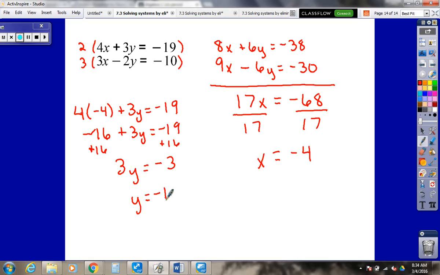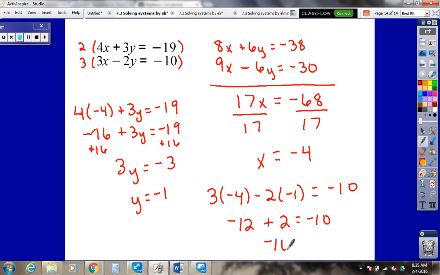Okay, now how can we check this? Damien? Plug them into the other equation. Excellent, you had this question before, now you got it. Good. So 3 times -4 minus 2 times -1 equals -10. We get -12. -2 times -1 is +2. And that is true. So we know that we did that correctly.